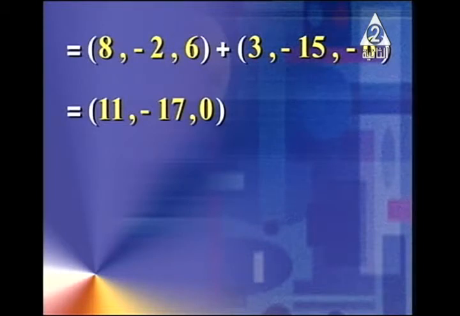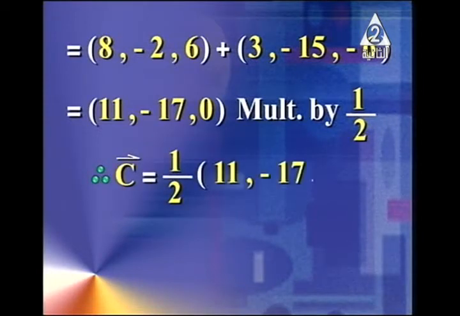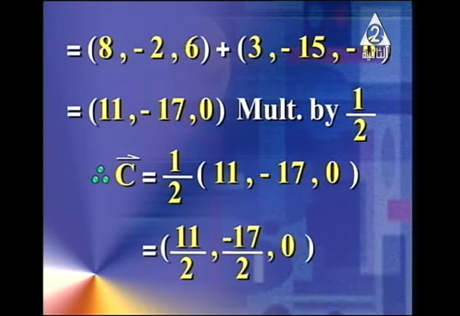Look at, dear student, this vector is 2C vector. Multiply by 1 over 2, or divide by 2, to find the value of C, which is half multiplied by (11, -17, 0). Answer is 11 over 2, negative 17 over 2, and 0. This is vector C.